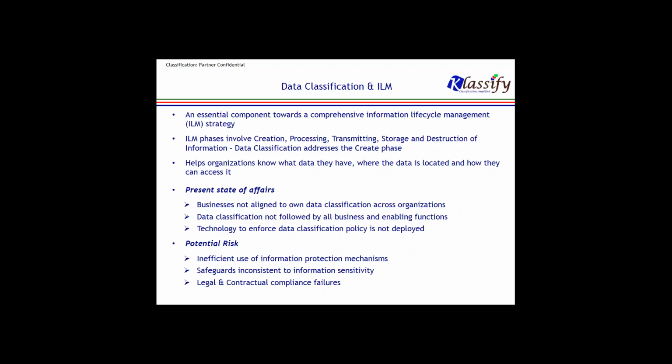There are safeguards that organizations would employ which would not be commensurate with the criticality or sensitivity of data because the data has not been classified. And therefore, organizations have a tendency to suffer from legal and contractual compliance failures because of the non-availability of that ability to discover data, classify data, and put protection means in place that are commensurate with the criticality of the information. And that also leads to information security incidents and breaches.